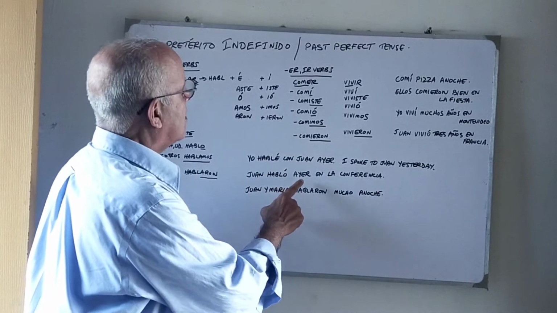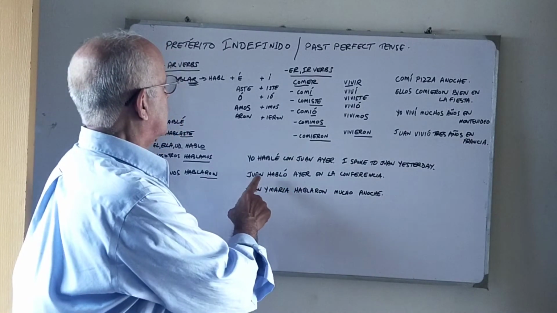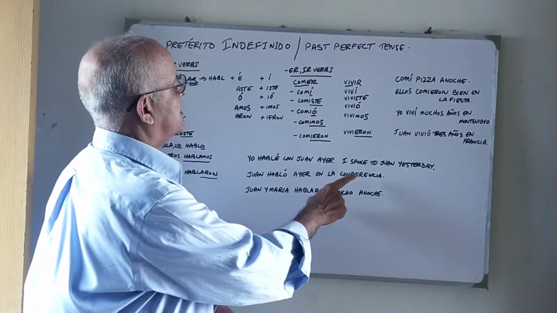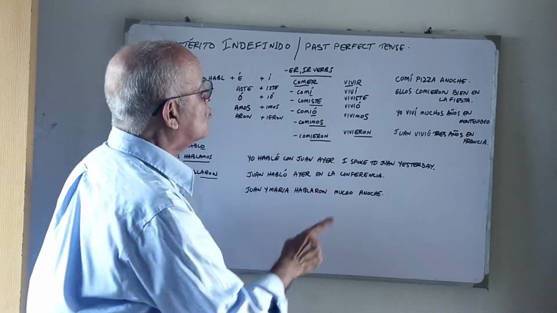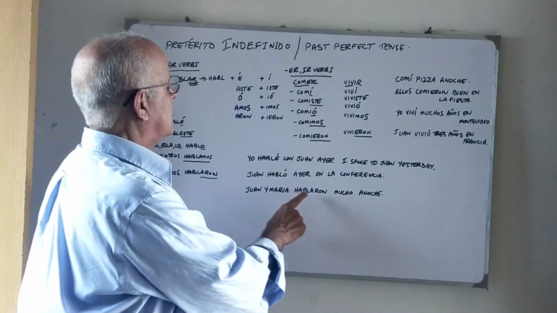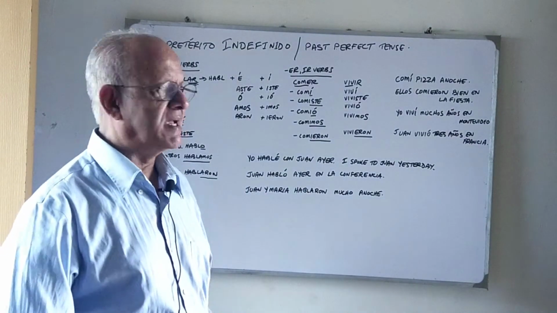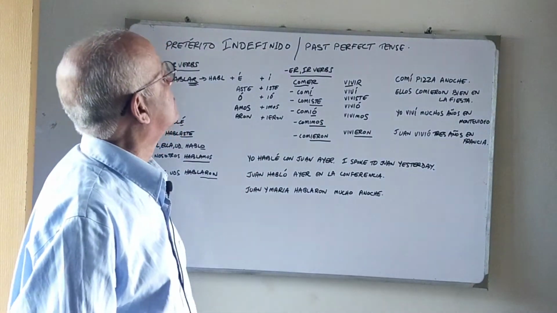Juan habló ayer en la conferencia. Juan spoke yesterday in the conference. Juan y María hablaron mucho anoche. Juan and Maria spoke a lot last night. These are three examples of AR verb.